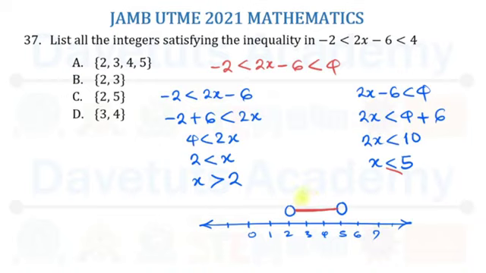So what we just need is the set of integers here, and we can see that it is only 3, 4. Looking at the options we have, option D happens to be the correct answer. So that is the solution to this inequality.